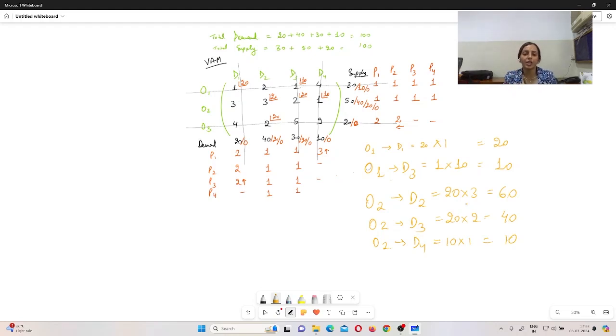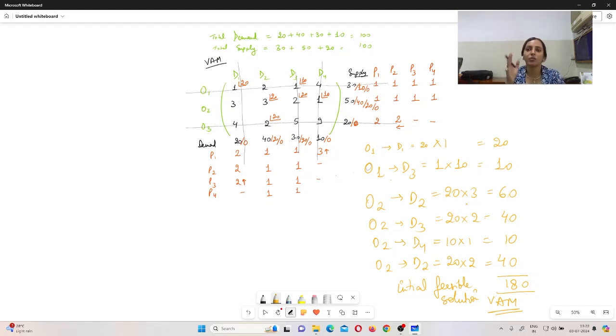Right, now from O3, we have transferred the goods to D2 also. How many units? 20 units at a rate of rupees 2. So that means 20 multiplied by 2, that will be 40. Right? Then from O3, have we transferred to anyone else? No, D3, D4, nothing is there. So sum up all these values and the answer is 180. This indicates we have found the initial feasible solution. The method we have used over here is the VAM method, that is the Vogel approximation method.